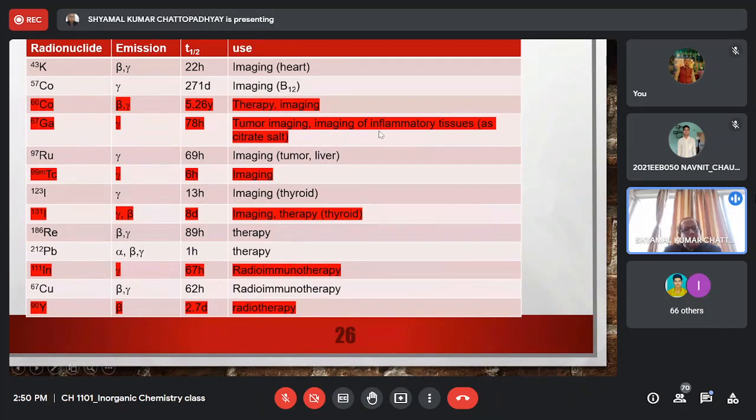You try to remember two isotopes for imaging purposes and two isotopes for therapeutic purposes. You need not remember their half-life, but you must remember the emissions: are they gamma emitters or beta emitters? You must remember technetium-99m, so one is already there for imaging. You have iodine-131, which can be used for therapeutic purposes. So these two isotopes you must remember, and among the others, remember any other two, right?